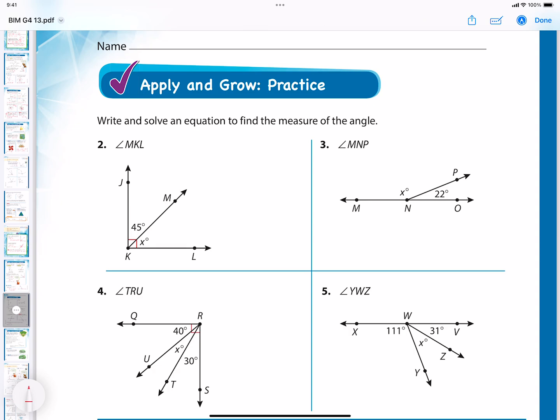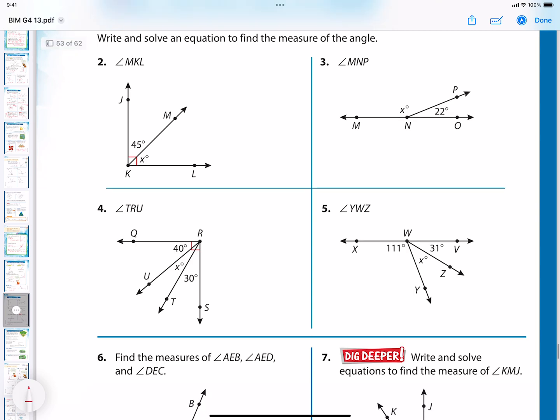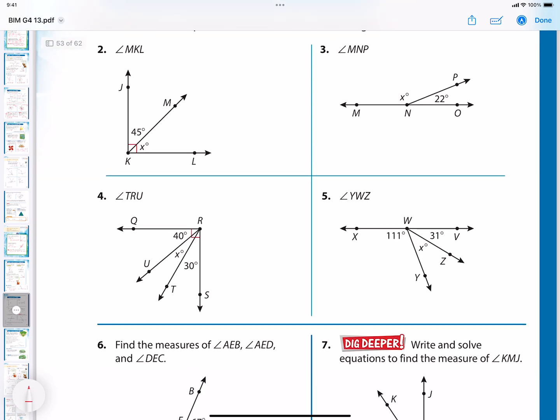All right. Now pause the video and do it yourself and check your answers with mine, okay? All right. Good luck. Okay, write and solve an equation to find the measure of the angle. Okay, so this is what? Complementary angle, right? So you gotta find out angle MKL, which is what? 90 minus 45, which is 45 degrees, okay? Let's continue.